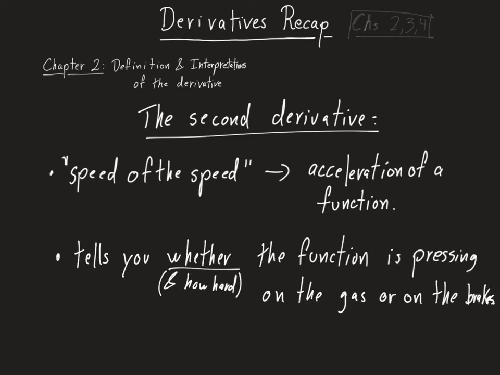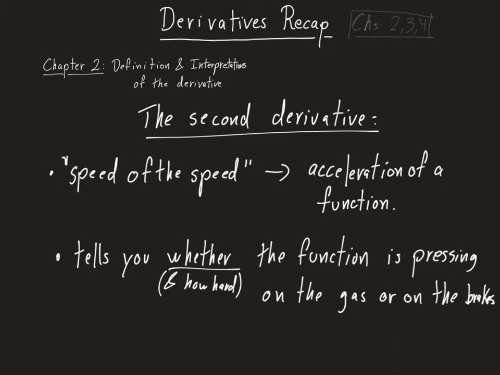Now this is important to think about it in these terms. When you're pressing the brakes, your car is still moving forward. Your speed is still positive. However, it is starting to go down. So even though your car is still making progress distance-wise, it is doing so more and more slowly. That is what it means to be pressing on the brakes.